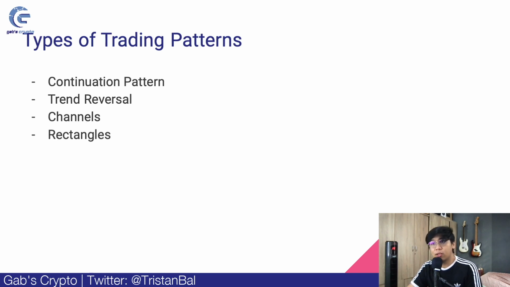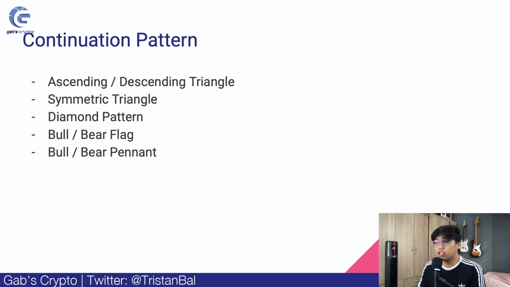So, meron tayong 4 types of pattern. Papasadahan natin sila mamaya kung ano yung mga iba't ibang meaning ng mga pattern na yan. So, meron tayong types of patterns like continuation patterns, trend reversals, channels, and rectangles. So, let's talk about first the continuation pattern. For the continuation pattern, ito yung mga makikita natin: ascending, descending triangle, symmetric triangle, bull or bear flag, or bull or bear pennant.